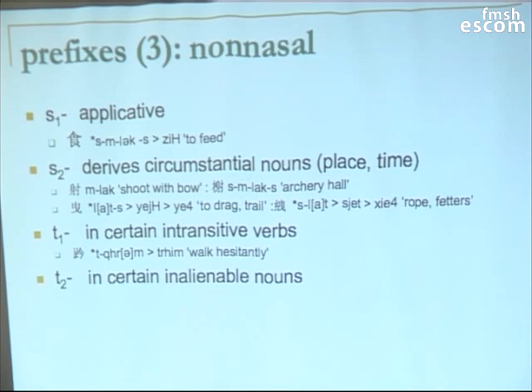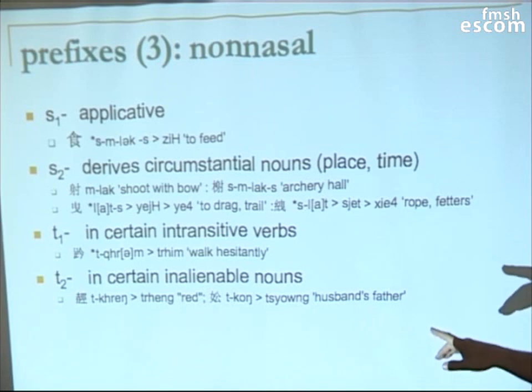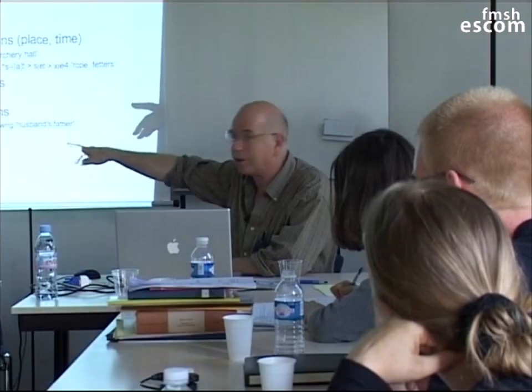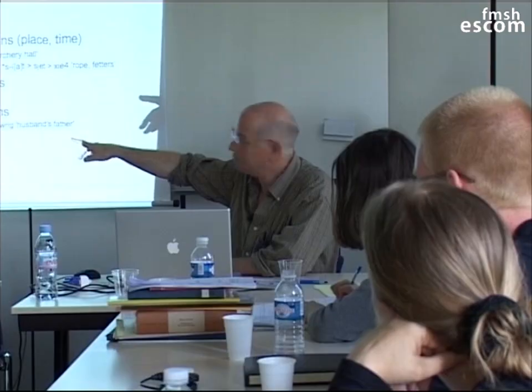And you also get T in certain inalienably possessed nouns, such as color terms, like kreng, red. I think Marisov reconstructs something like kreng, red, in Tibeto-Burman. But we need a T to obtain the Middle Chinese form, although the character very clearly indicates a velar in the root.